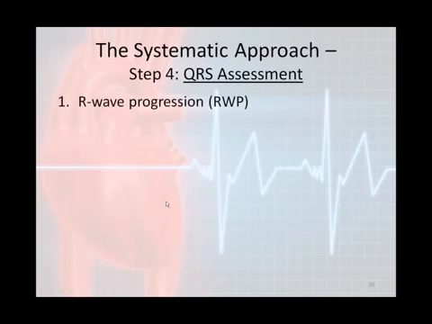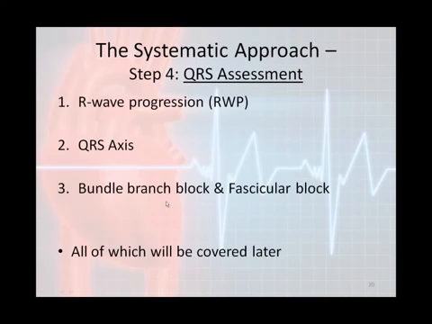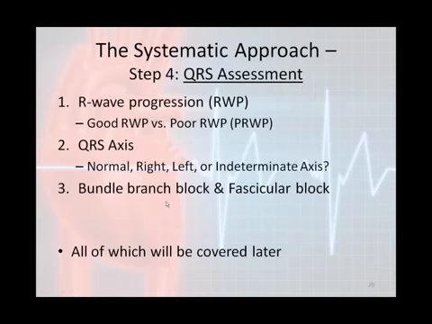In the QRS assessment, you're going to look at the R wave progression, you're going to look at the QRS complex, determine the QRS axis and the hexaxial leads, and then you're also going to determine bundle branch and fascicular blocks. So there are 3 subcategories for this one, all of which will actually be covered later. For R wave progression, is it going to be good or poor R wave progression through the precordial leads? For the QRS axis, is it going to be normal, right, left, or indeterminate? And for the bundle branch blocks, you can have a right versus left, and you could also have anterior versus posterior fascicular blocks.